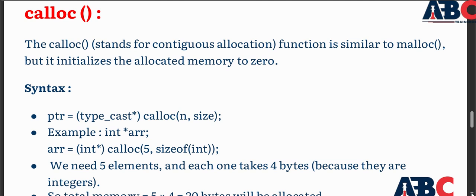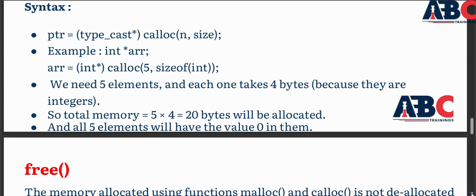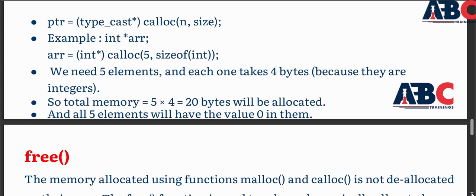Second, calloc. The calloc stands for contiguous allocation. Function is similar to malloc, but it initializes the allocated memory to 0. Syntax: pointer = (cast) calloc(n, size). Example: int *array = (int*) calloc(5, sizeof(int)). We need 5 elements and each one takes 4 bytes because they are integers. So total memory 5 into 4, 20 bytes will be allocated, and all 5 elements will have the value 0 in them.